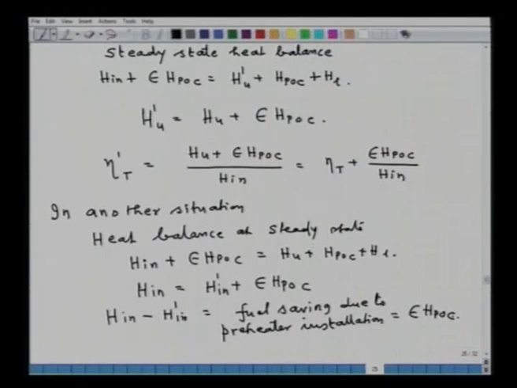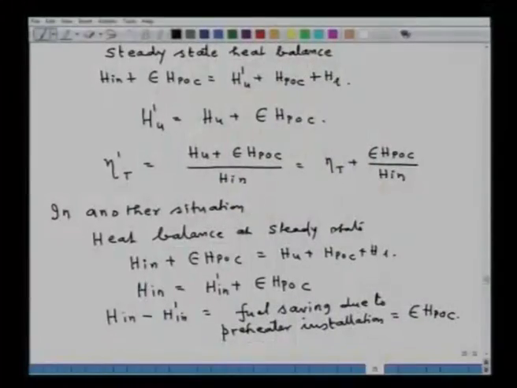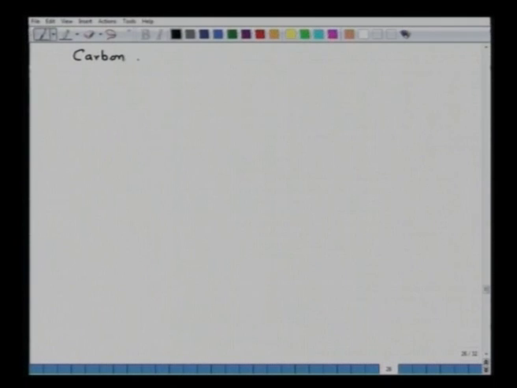So, that is the concept of thermal efficiency as affected by the installation of a preheater. That is how this quantification of thermal efficiency can be done. Now, another thing is the carbon credit or carbon offset and its interrelation with energy efficiency.